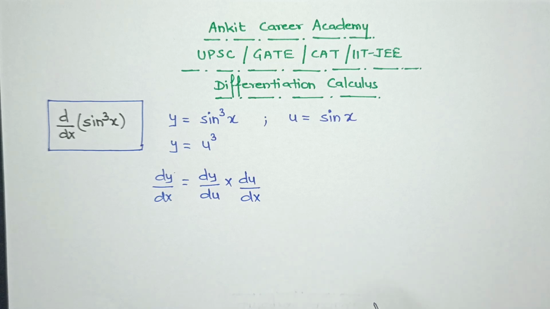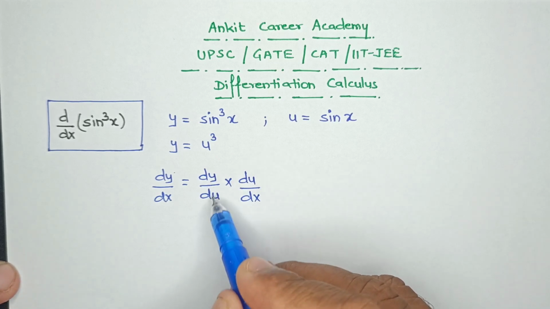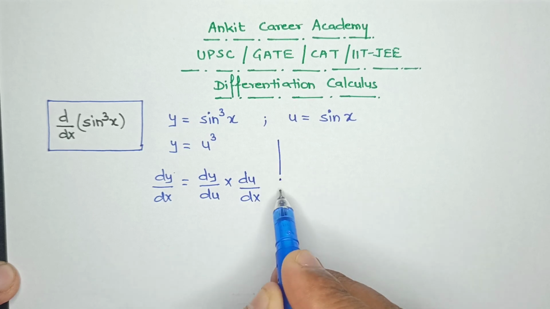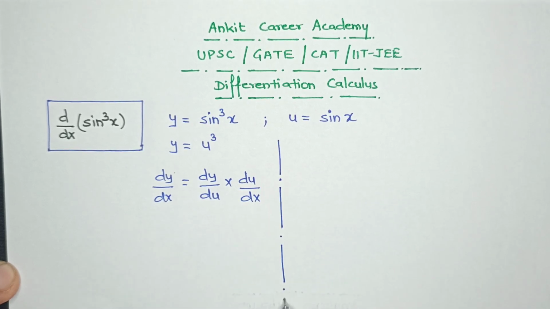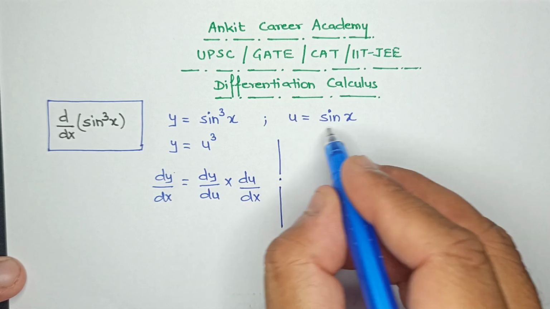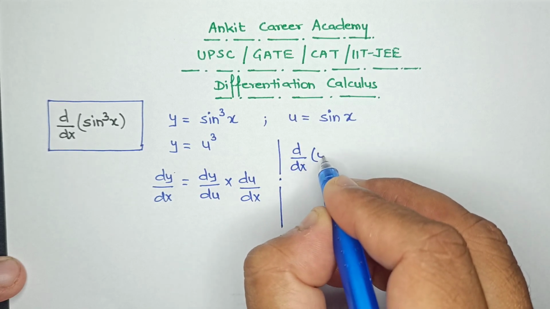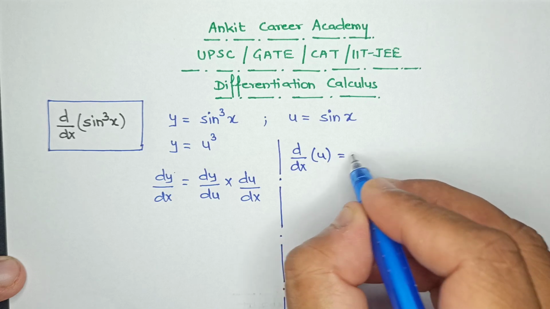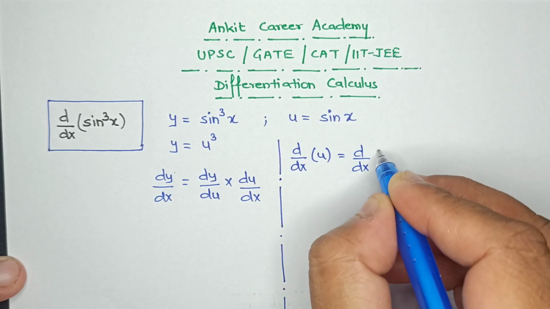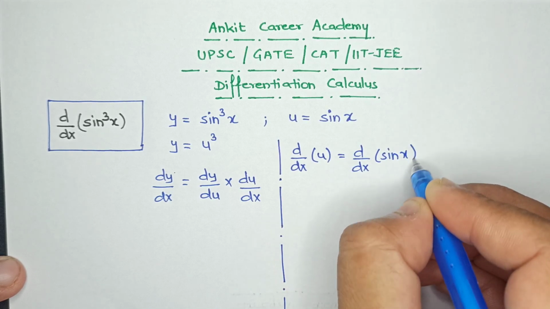So essentially what we have to do now is just to calculate the values of these two terms and substitute them in this particular equation, and then we'll have our value of dy by dx. So let us start the calculation. So the value of u is sine of x. So let us take the d by dx operator on both the sides of the equation. So d by dx of u is equal to d by dx of sine of x.